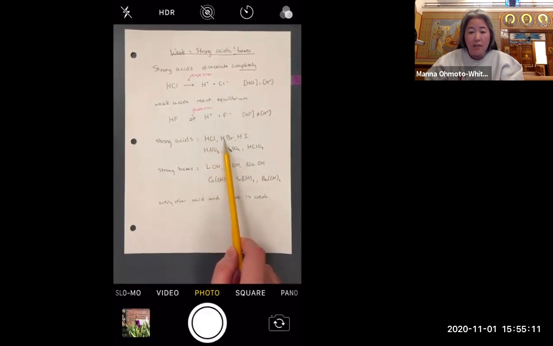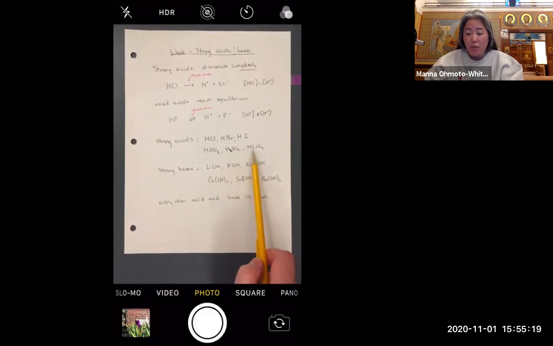It's HCl, HBr, HI. These are the halogens that don't include HF. And then HNO3, H2SO4, and HClO4. So hydrochloric acid, hydrobromic acid, hydroiodic acid, nitric acid, sulfuric acid, and perchloric acid.